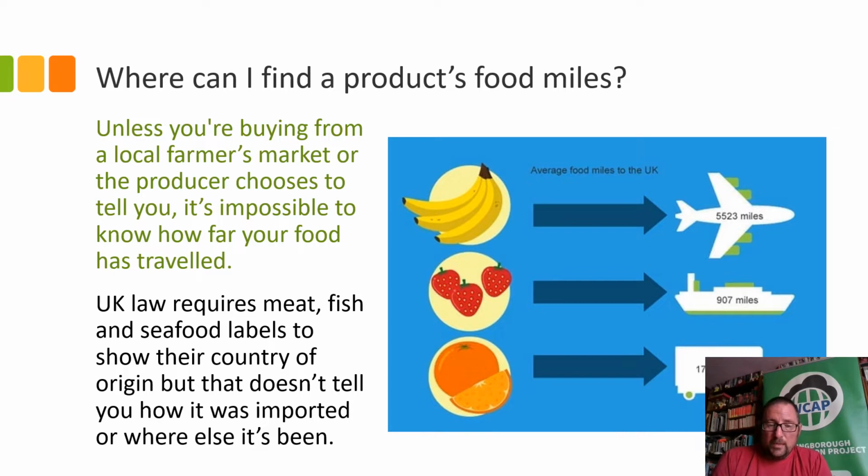But UK law doesn't require manufacturers to tell us about their journeys. It does require that where meat, fish and seafood have come from, a label be put on those products to show the country of origin. But that doesn't tell you how it was imported and where else it has been.